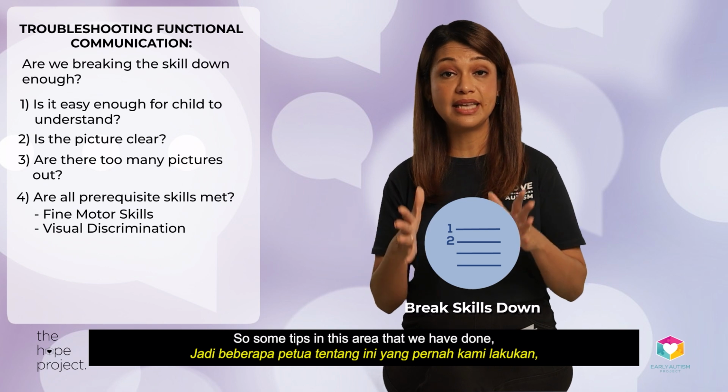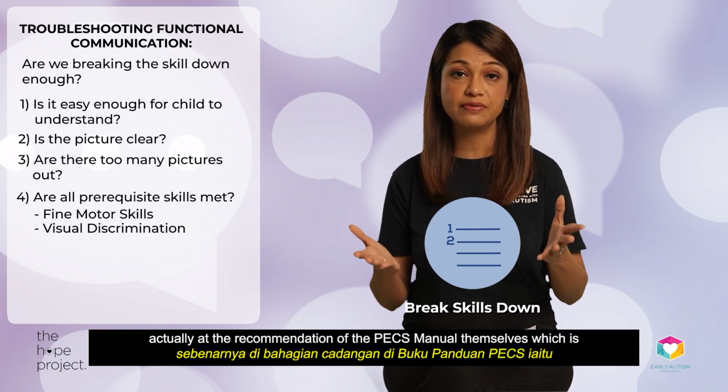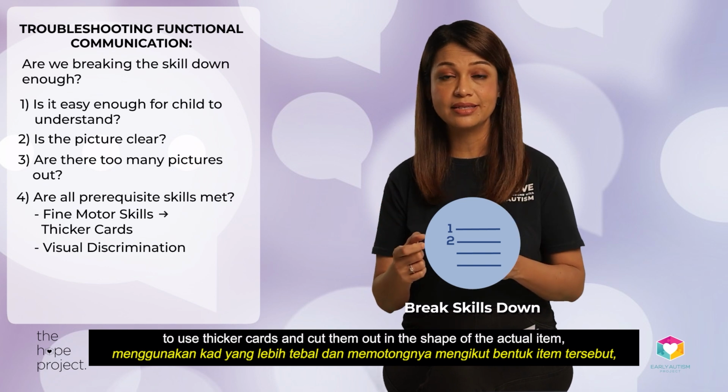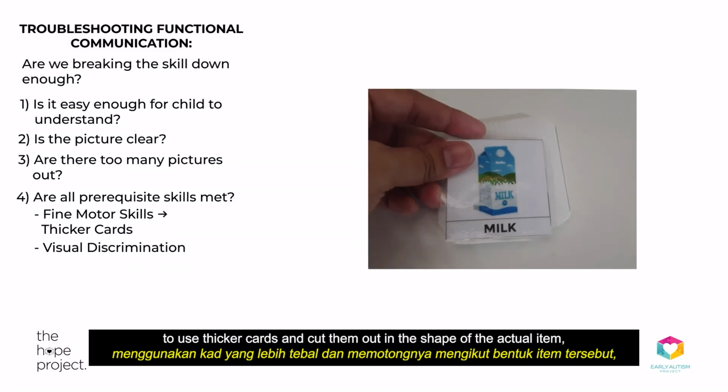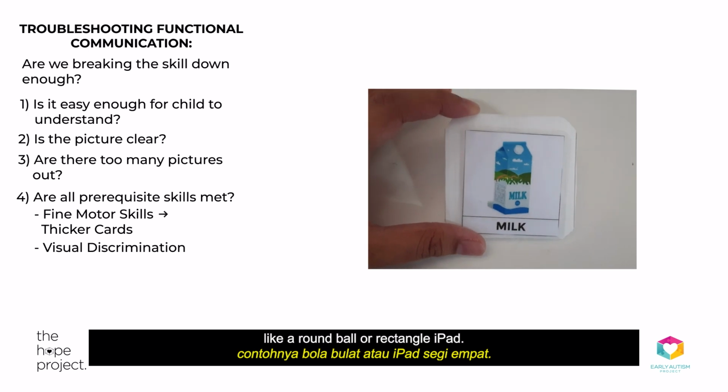So some tips in this area that we have done, actually at the recommendation of the PECS manual themselves, which is to use thicker cards and to cut them out in the shape of the actual item. For example, a round ball or a rectangle iPad visual.